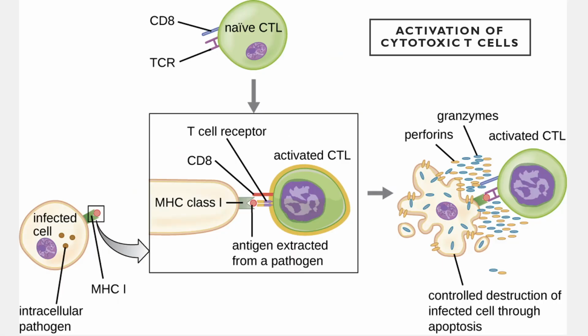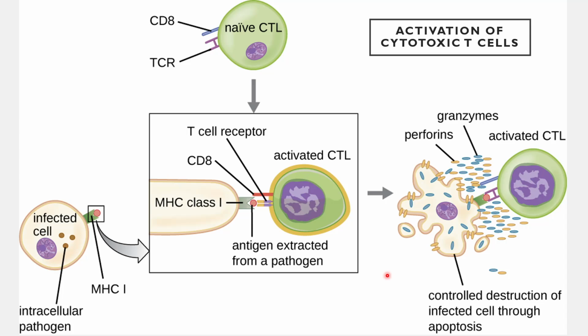Cytotoxic T cells can also be activated. So when cytotoxic T cells are activated, they too come into contact with a cell that is presenting an antigen. And once they have been activated, they start generating cytotoxins, in particular granzymes and perforins. Perforins are proteins that create pores in target cells, and granzymes are enzymes that enter those pores and induce something called apoptosis, which is the self-destruction of the cell.